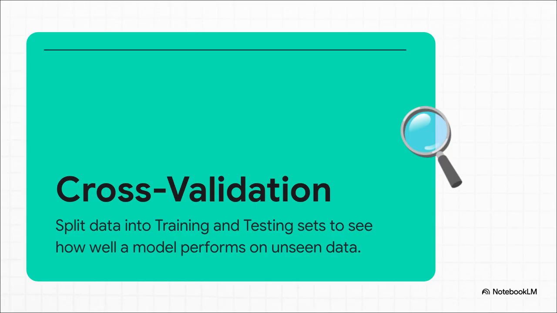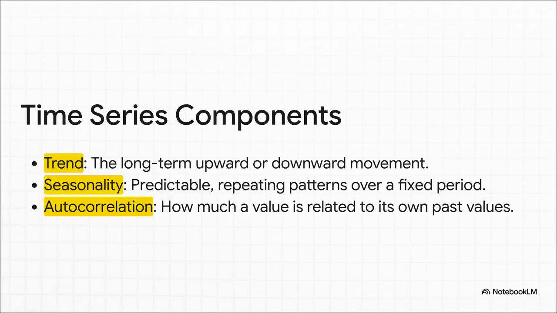You split your data. You use the training set to teach your model the ropes, and then you test it on the testing set, data it's never seen before, to see if it really gets it. So how do these forecasting models actually learn? Well, they do it by breaking down time-based data into its key parts.